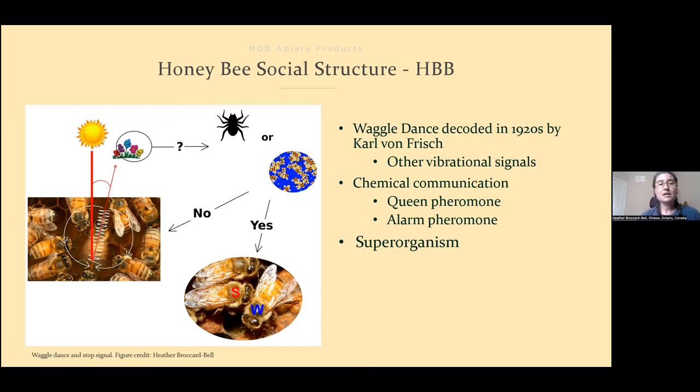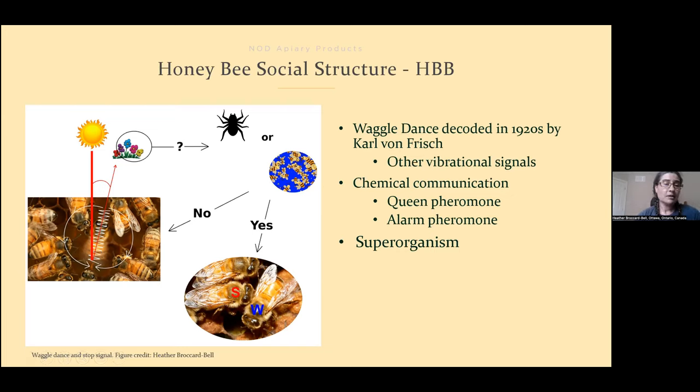And on the left-hand side here, I've got a little drawing. I'm not going to explain it in detail, but essentially how a couple of these signals operate. So we've got the waggle dance. If you see this bee here in the middle, and then she's got the zigzag line going through her, you'll see bees on the surface of the comb, and they'll sort of walk forward and wiggle their butt at the same time.